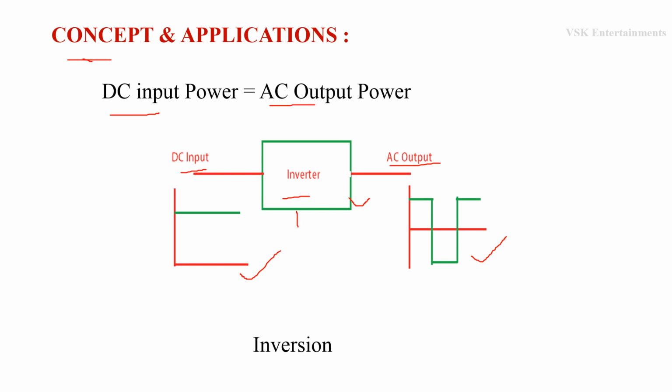Okay, an inverter is a circuit which converts this DC parameter to AC parameter. In the case of rectifiers, the process of converting the AC parameter to DC parameter is called rectification. In the case of inverters, the process of conversion of DC parameter to AC parameter is called inversion. That is exactly opposite to the rectification in rectifiers.